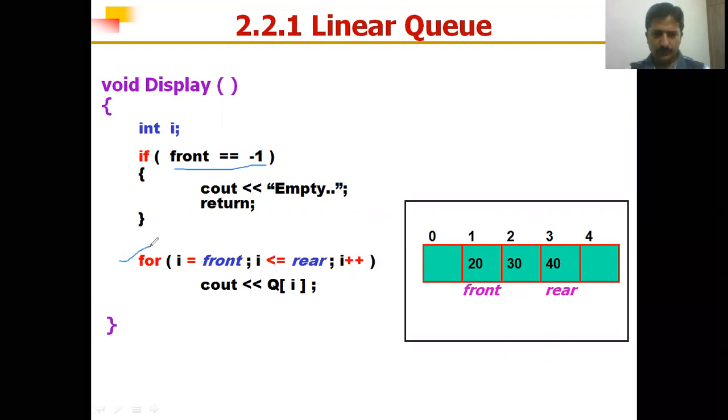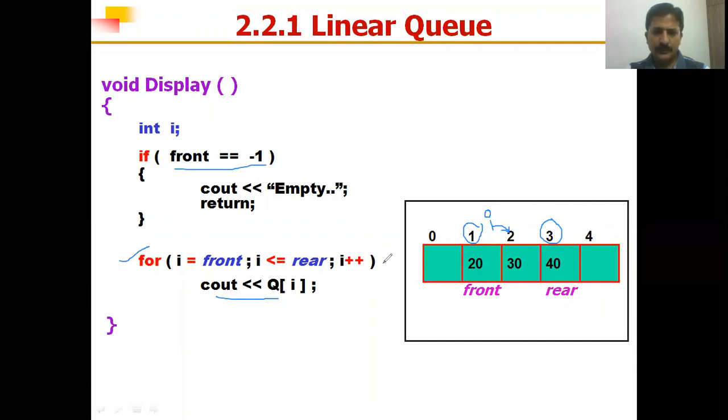Then it will go to the for loop. I will start with the front. That means this will become I, and this I will be incremented each time by 1 till it becomes equal to rear. Okay, so this is your rear. So the last value of I will be 3 and I starts with 1. Each time you are going to display q of I. So first q of I will be displayed as 20. Next I will be incremented by 1, so I will become 2. Then q of I will be displayed as 30.